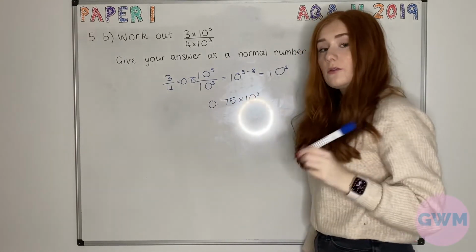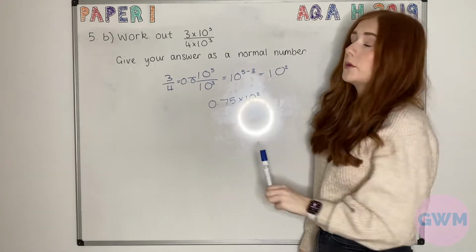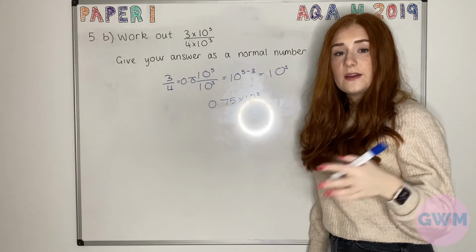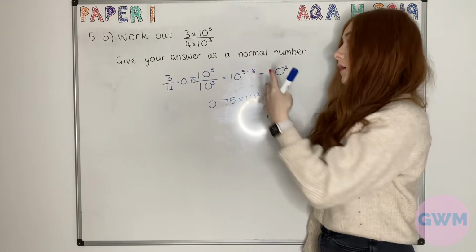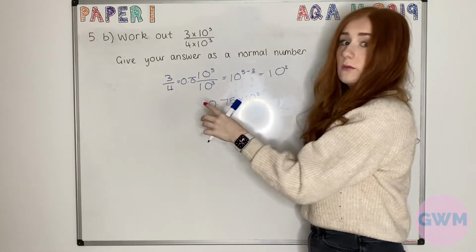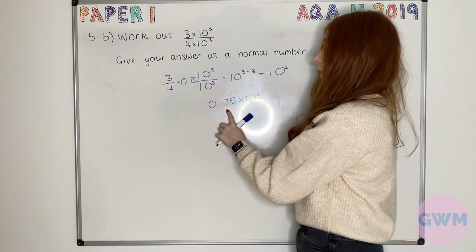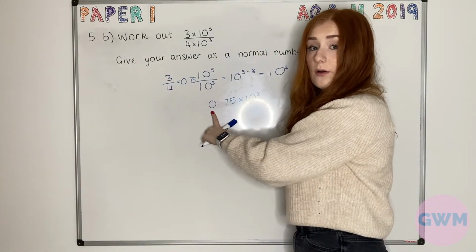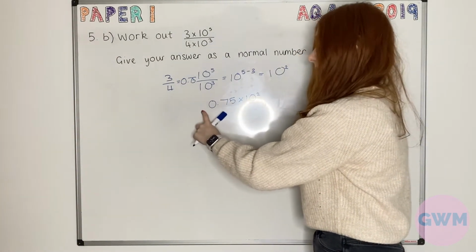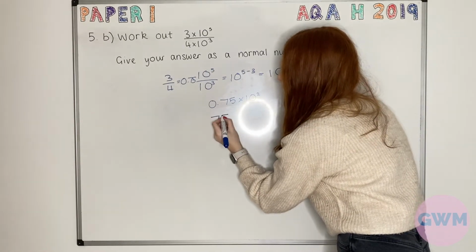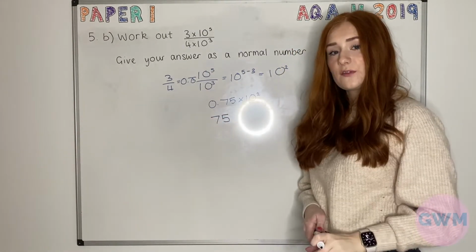Now remember, we want our answer as a normal number. And as I explained in 5a, the easiest way I find with standard form is to just count. So we're going plus 2, so we're going forwards 2. So we go forwards 1, the 7 would be in the whole number position. We go forwards again, it's in the tens. So that's 75.